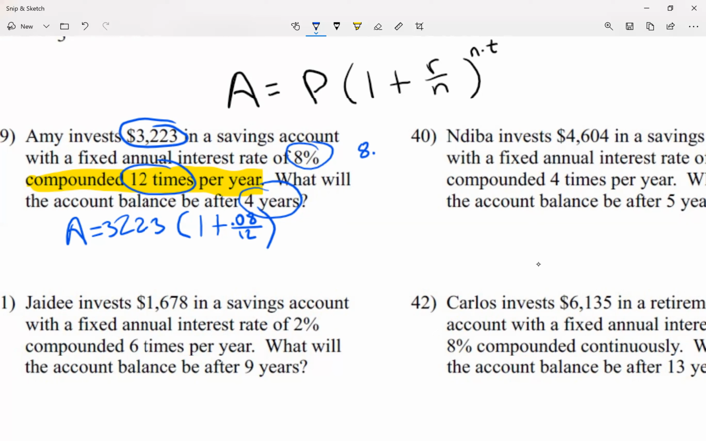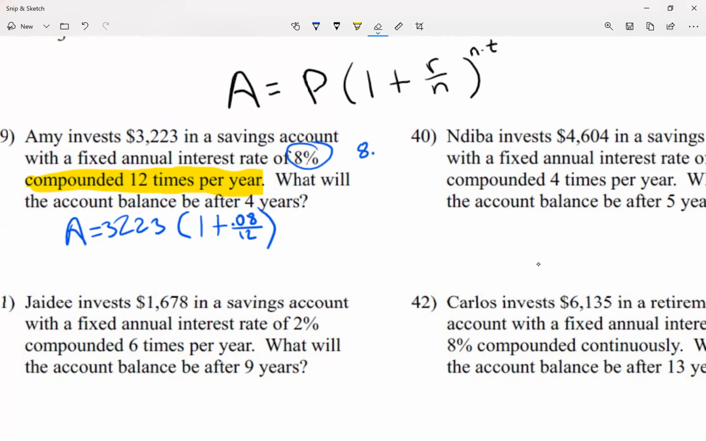Now, this parentheses is going to go to an exponent. My exponent, I'm going to go 12 times 4. The N is how many times it gets compounded in a year. In this case, 12 times. And then the 4 because it's going to be for 4 years.